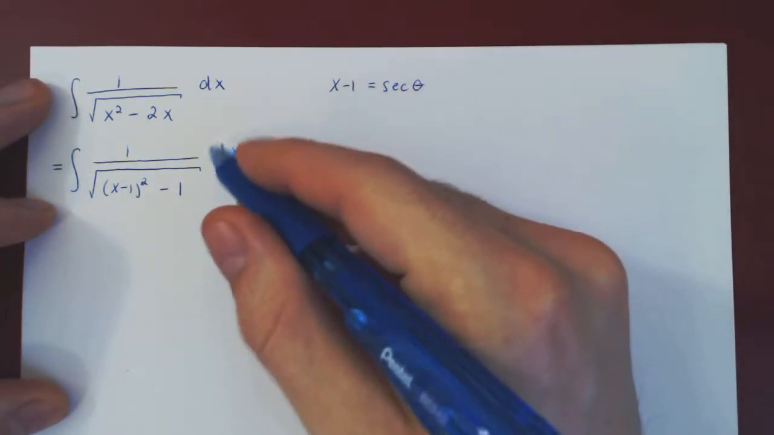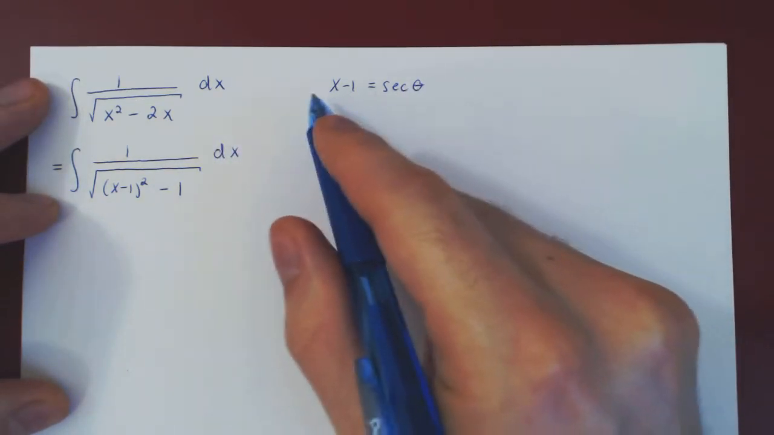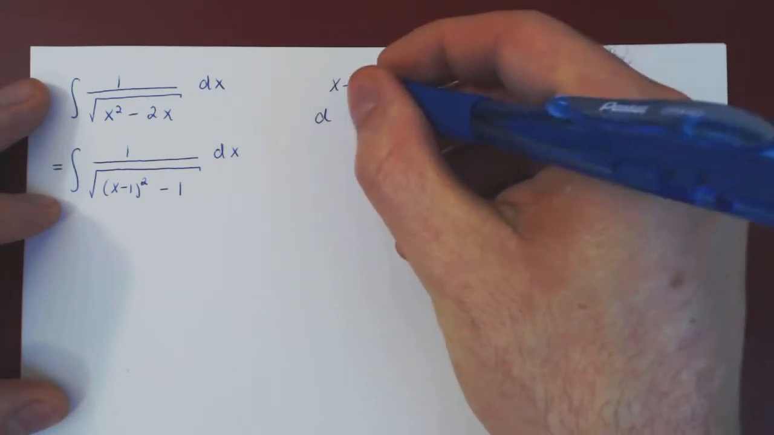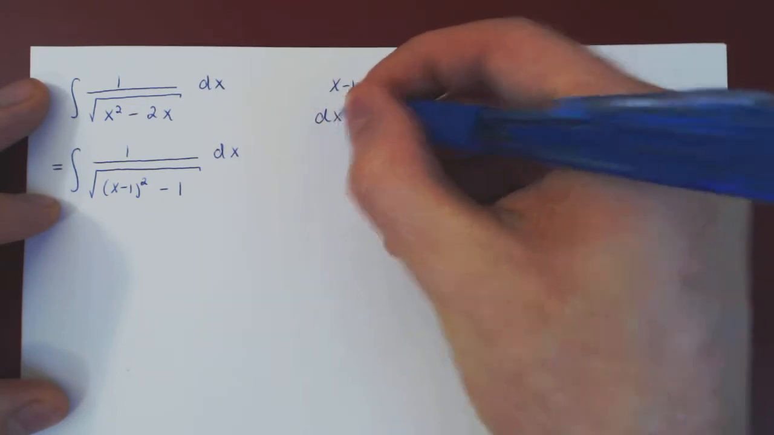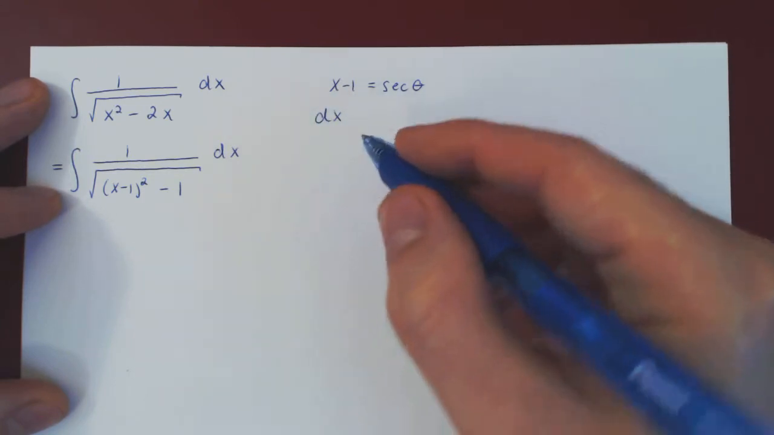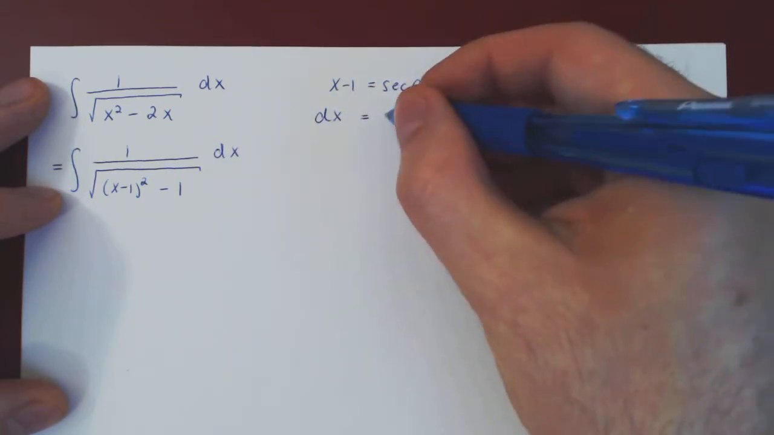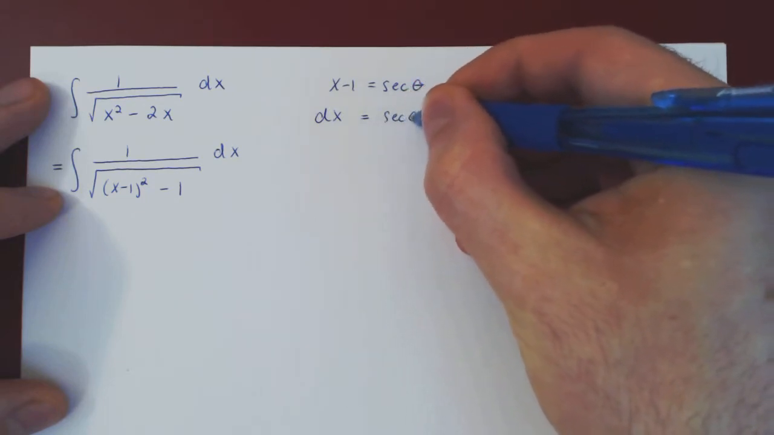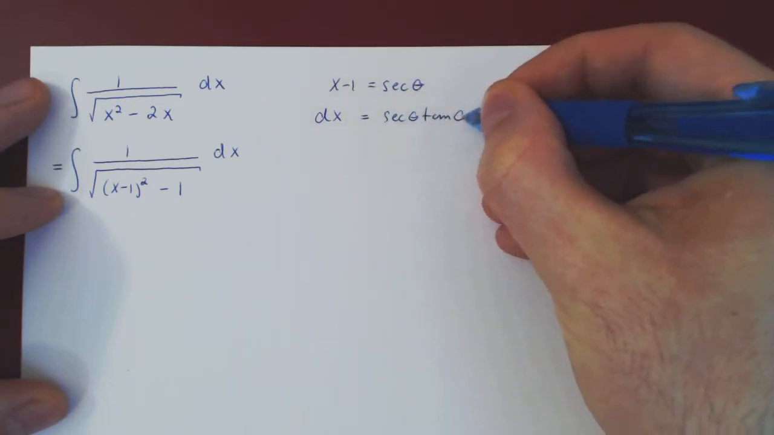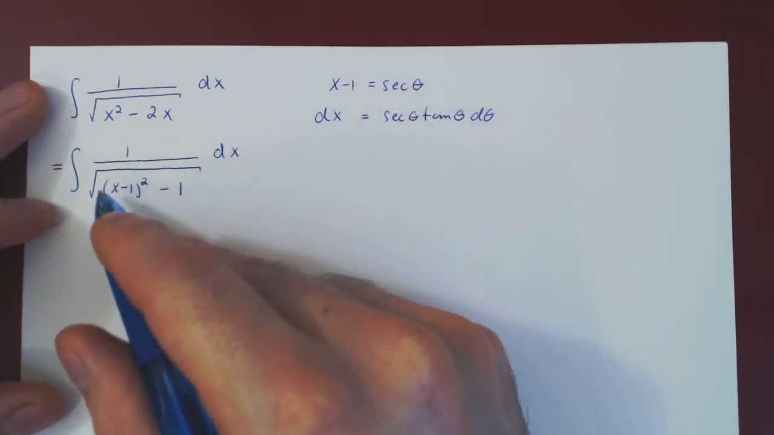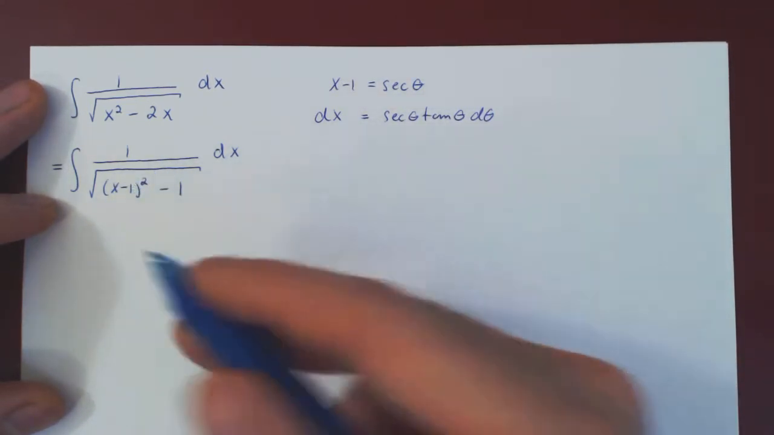We can find our dx by taking the differential on both sides, and so the differential of x minus 1 is dx, as the derivative of x minus 1 is 1, and the differential of secant is of course secant tangent d theta. And now all we're missing is the simplification of our denominator.